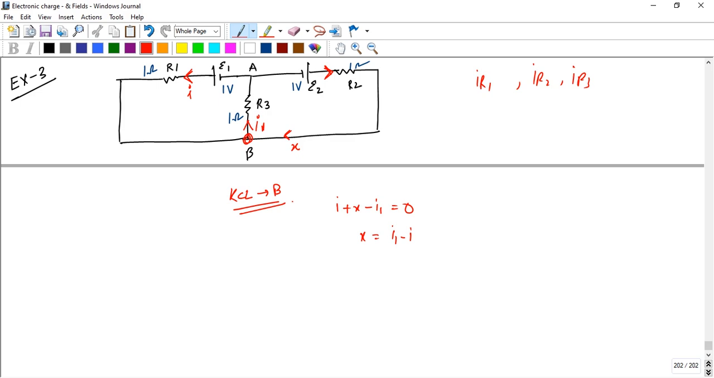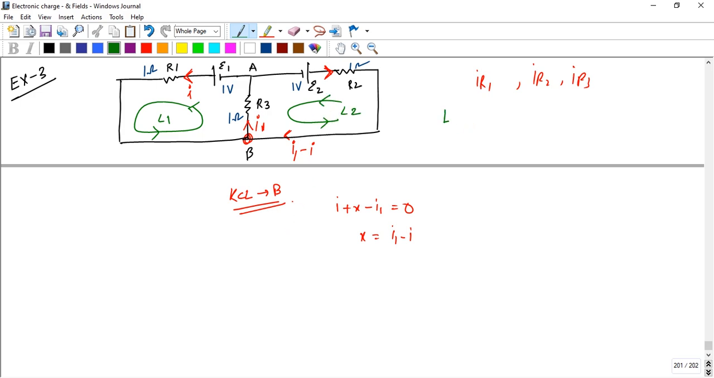Okay, so x equals I1 minus I. Now remove the x and put in I1 minus I. Now, solving this, I apply KVL. There are two loops. One loop is here, supposing the direction is that way, and that is loop 2.